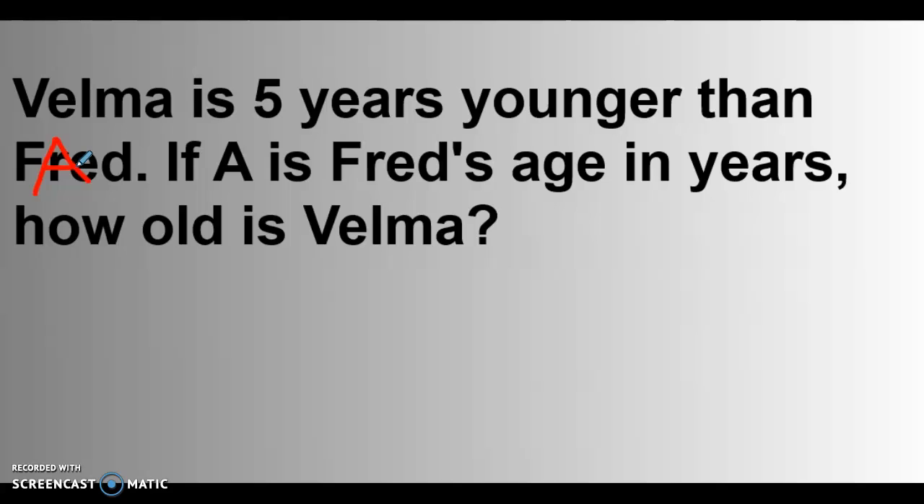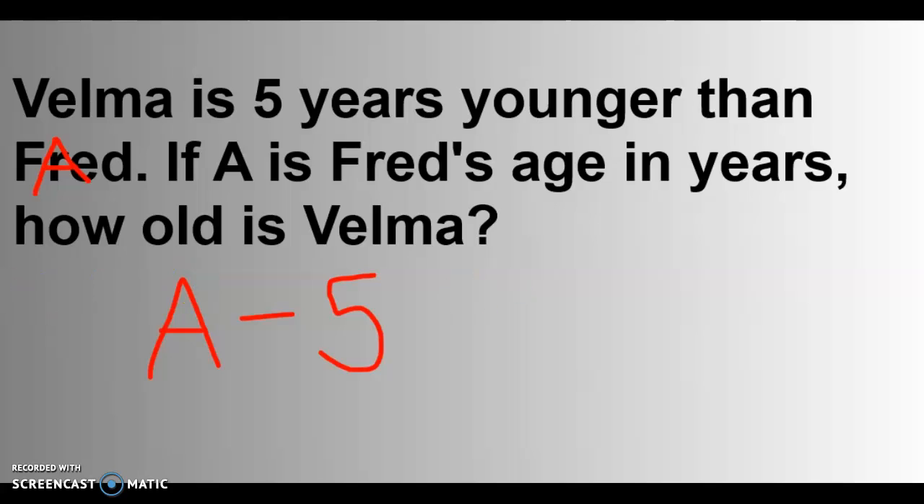So Velma is 5 years younger than A, or Velma is 5 years younger than Fred. So however old Fred is, to represent Velma's age, she's 5 years younger than that. So we would represent it as A minus 5. Fred's age, take away 5, would show Velma's age. So if Fred was 30, then Velma is 30 minus 5, would be 25, 5 years younger than Fred. If Fred was 25, then 25 minus 5, Velma must be 20, 5 years younger than Fred.